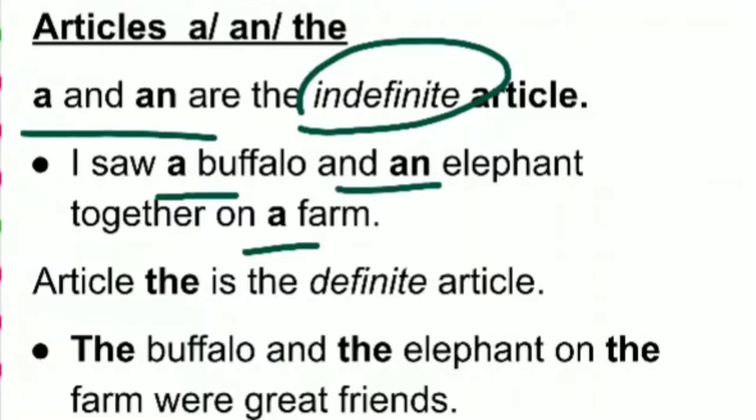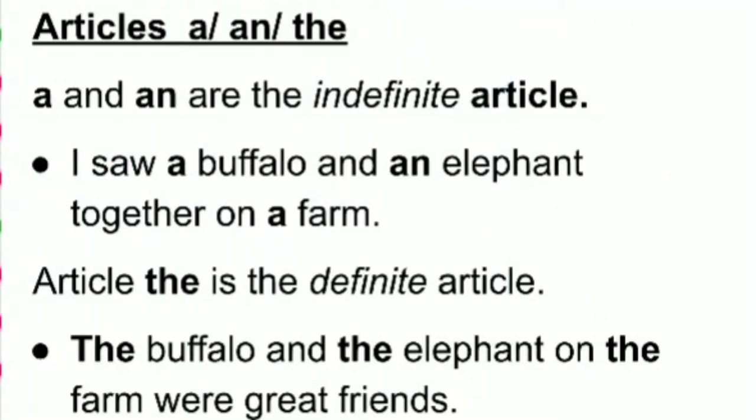Here the speaker, I, the person who is speaking, is seeing a buffalo and an elephant for the first time on a farm. So indefinite articles are the articles used before nouns being spoken of for the first time, or when we mean any one particular noun in singular. At that time we use indefinite articles, and indefinite articles are a and an. Understood?